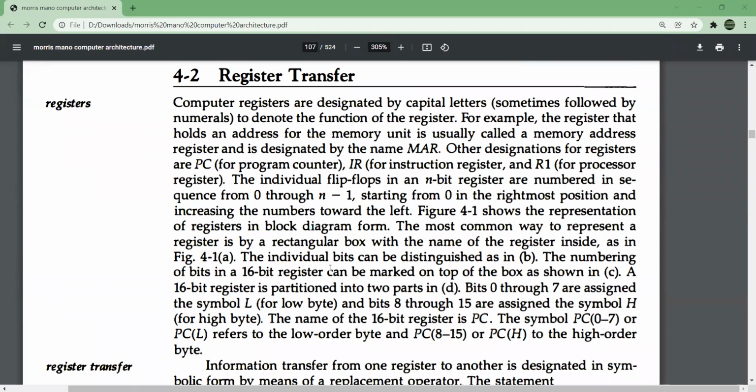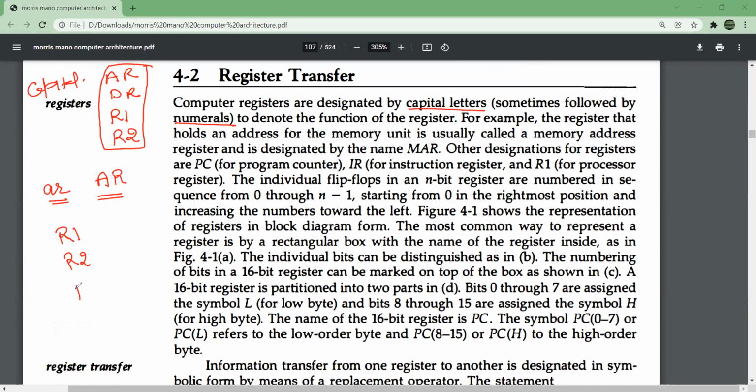So how does a register transfer actually look like? When I'm saying that I'm going to use the register transfer language, how does a register transfer look like? Now, first of all, if I am talking about registers, like AR, DR, R1, R2, the first rule is that all of these registers should be mentioned in capital letters. So you cannot write the register AR in small letters. You will always specify the register as AR in capital. So computer registers are designated by capital letters. Okay. Sometimes followed by numbers. What do you mean by sometimes followed by numbers? Because if you are using temporary registers for data storing, then we can have registers which are numbered like this.